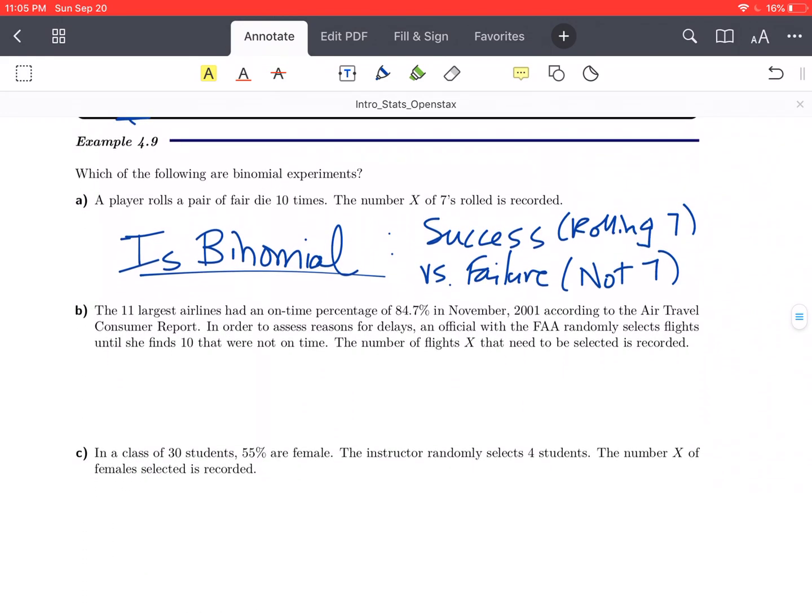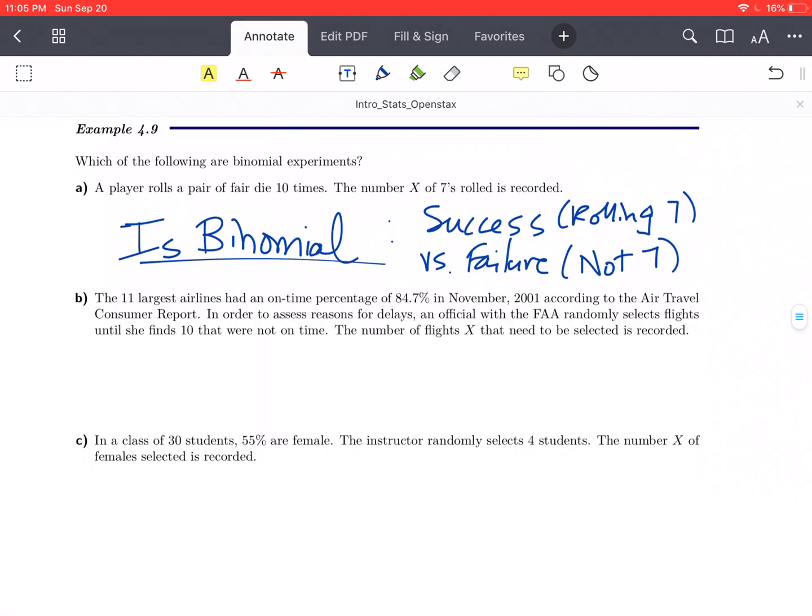For part B, the 11 largest airlines had an on-time percentage of 84.7% in November 2001, according to Air Travel Consumer Reports. In order to assess reasons for the delays, an official with the FAA randomly selects flights until she finds 10 that were not on time. The number of flights X that need to be selected is recorded.